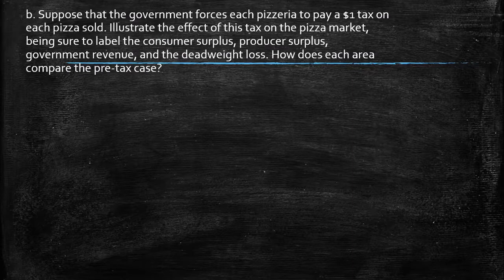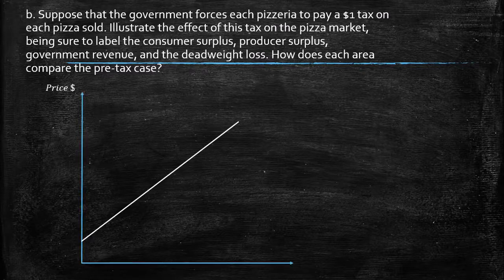So B. Suppose that the government forces each pizzeria to pay a $1 tax on each pizza sold. Illustrate the effect of this tax on the pizza market, being sure to label the consumer surplus, producer surplus, government revenue, and the deadweight loss. How does each area compare to the pre-tax case?